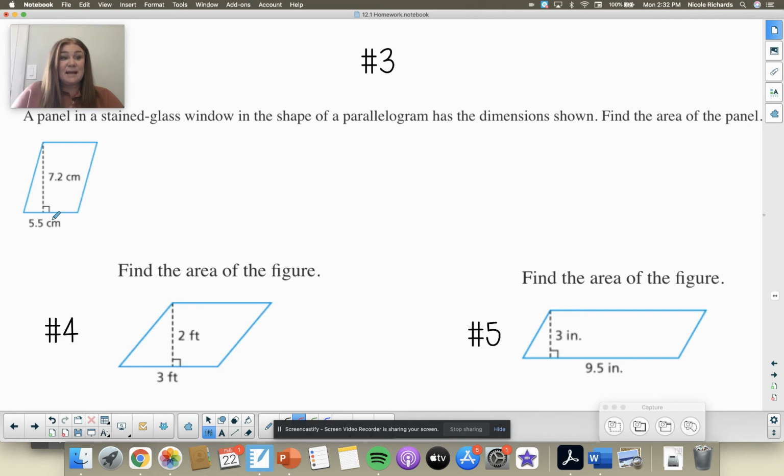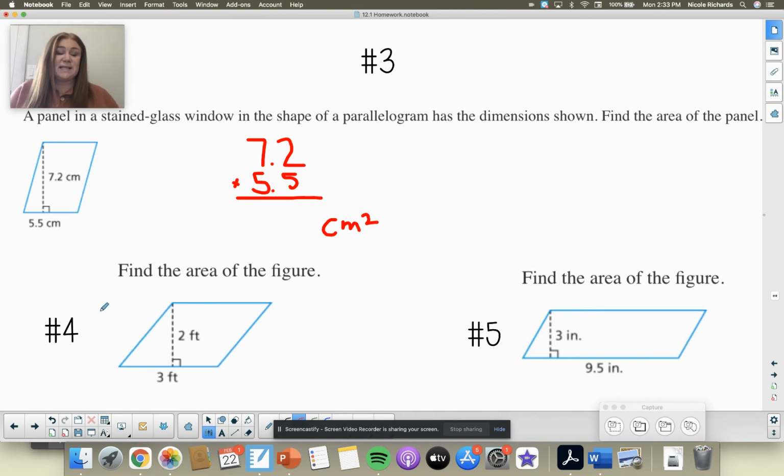Number 3 tells us that a panel in a stained glass window is the shape of a parallelogram and has these dimensions: 5.5 centimeters for the base, 7.2 for the height, and we want to find the area. So we're going to do 7.2 times 5.5. So I chose to put 5.5 on the bottom. 5 is easy to multiply and it's the same. So don't forget your placeholder 0. And then don't forget to move your decimal 2 places. And then our answer will be centimeters squared.